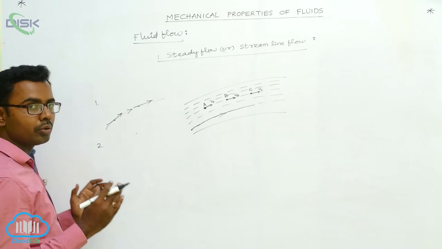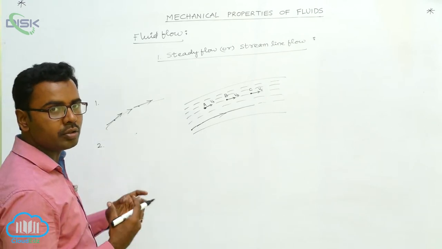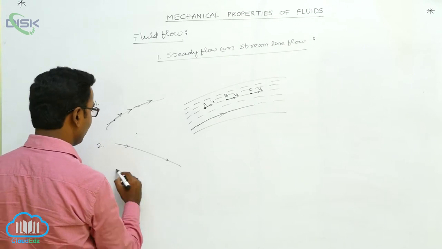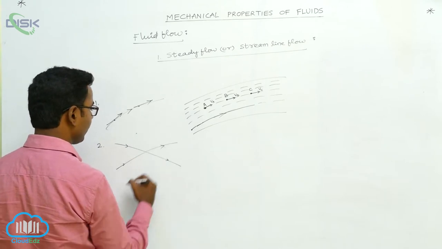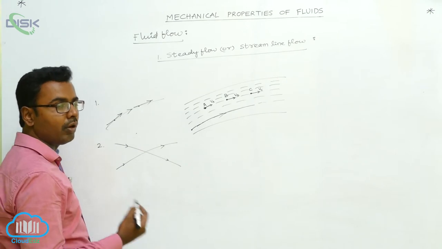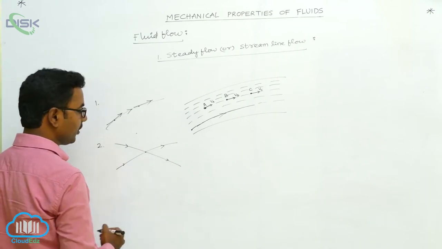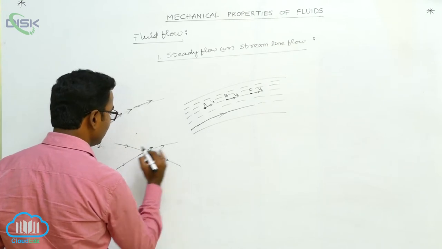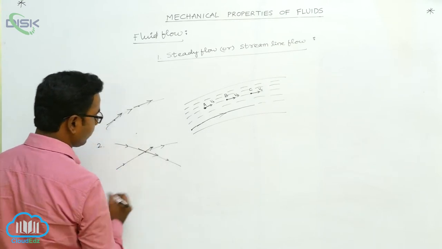And no two streamlines intersect each other. Means two streamlines cannot intersect each other. For example, this is one streamline and it is another streamline. Suppose they intersect each other, then what happened? It is a point of intersection.